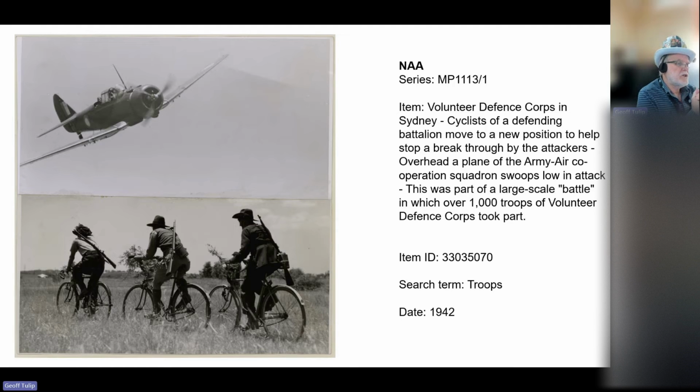This one, our search term was troops. So the Volunteer Defence Corps in Sydney, we have a group of cyclists of a defending battalion moving to a new position to help stop a breakthrough by the attackers. Overhead, a plane swoops low in attack. This was part of a large-scale mock battle in which 1,000 troops of Volunteer Defence Corps took part.